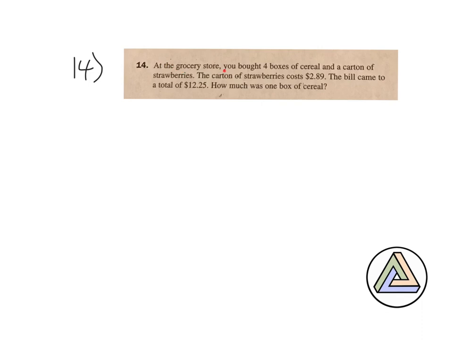At the grocery store, you bought 4 boxes of cereal and a carton of strawberries. The carton of strawberries cost $2.89. The bill came to a total of $12.25. How much was 1 box of cereal?